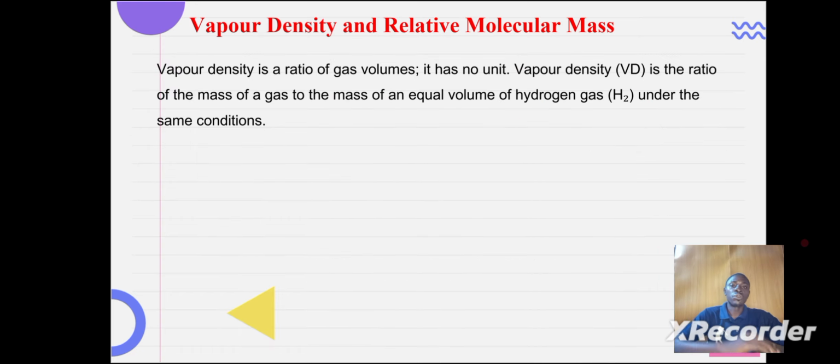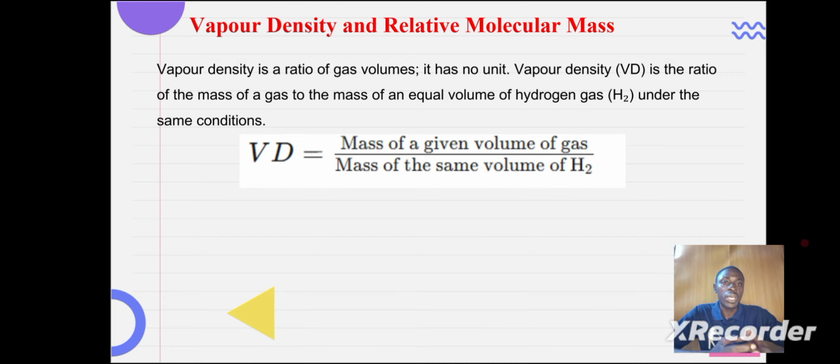Okay, before we move on to Graham's law, it is very, very important we also understand what vapor density is, and how it is related to relative molecular mass. Vapor density is a ratio of gas volumes. It has no unit. It's a ratio of the mass of a gas to the mass of an equal volume of hydrogen gas. Why hydrogen gas? Hydrogen is the lightest gas known, so once we compare every gas with hydrogen, it can stand as the basic standard.